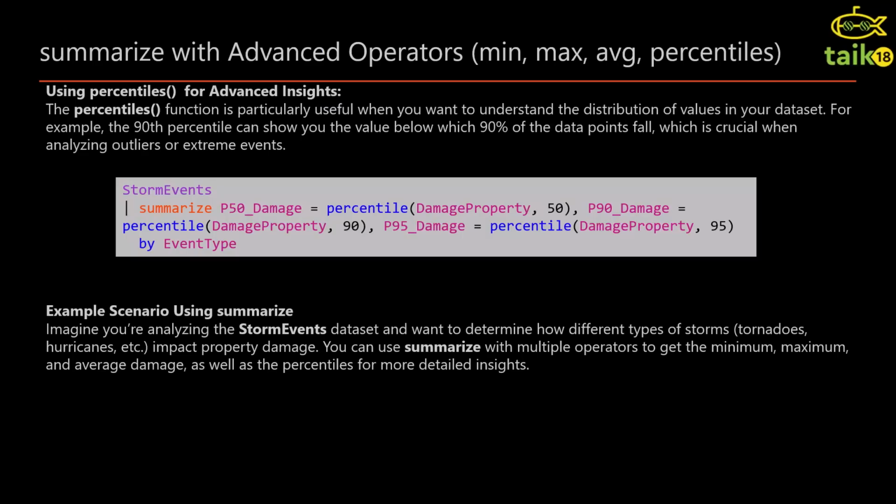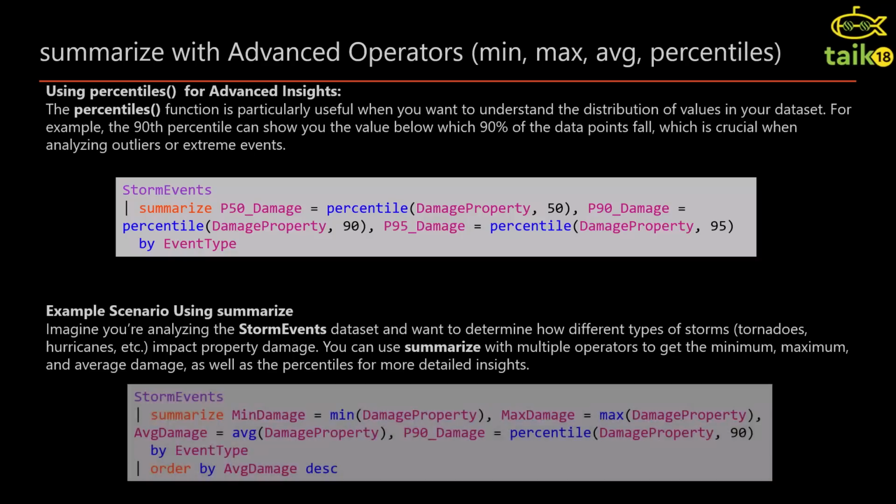Imagine you are analyzing a storm event dataset and you want to determine how different types of storms, tornadoes, hurricanes, etc., impact property damage. You can use summarize with multiple operators to get minimum, maximum and average damage, as well as the percentile for more detailed insights. So this combines both of them, using summarize with minimum damage, maximum damage, average damage and the 90th percentile by event type.